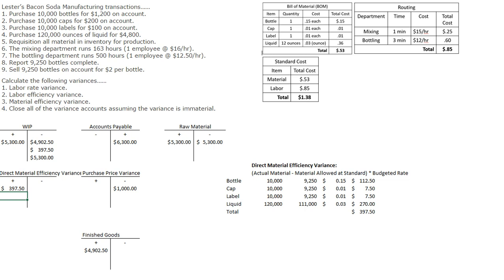So that is how we calculate the material efficiency variance. Feel free to go back and watch that as many times as you need, but that will be a concept that does show up on an exam.